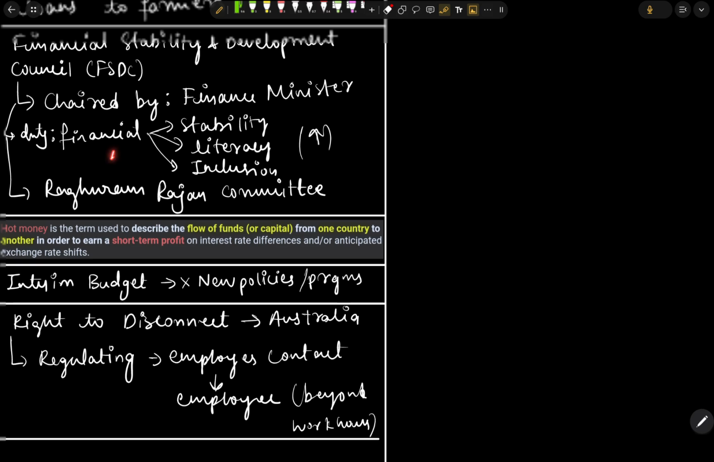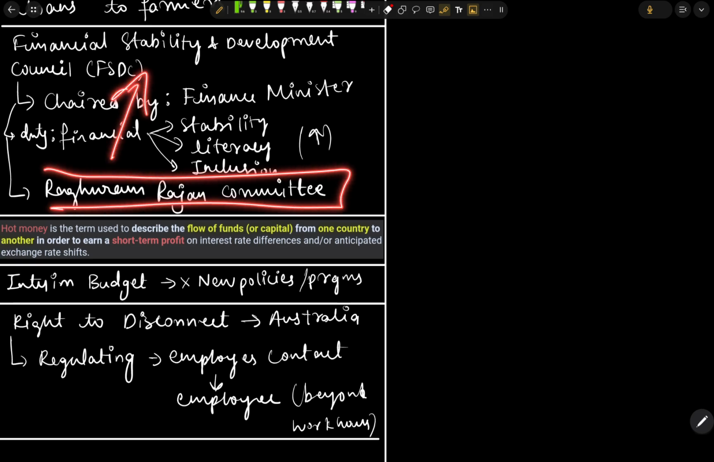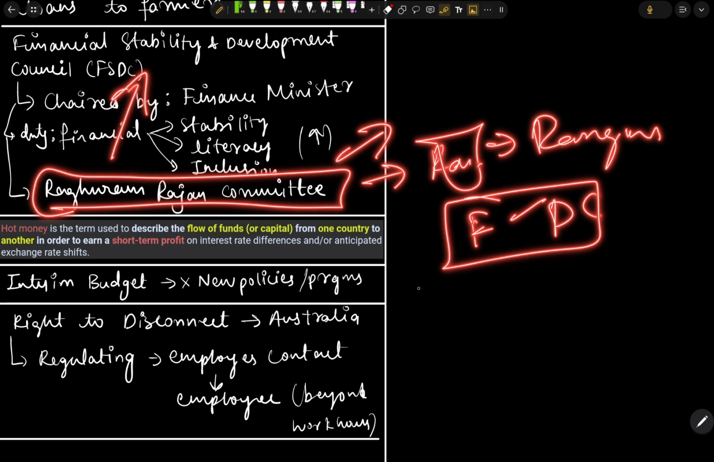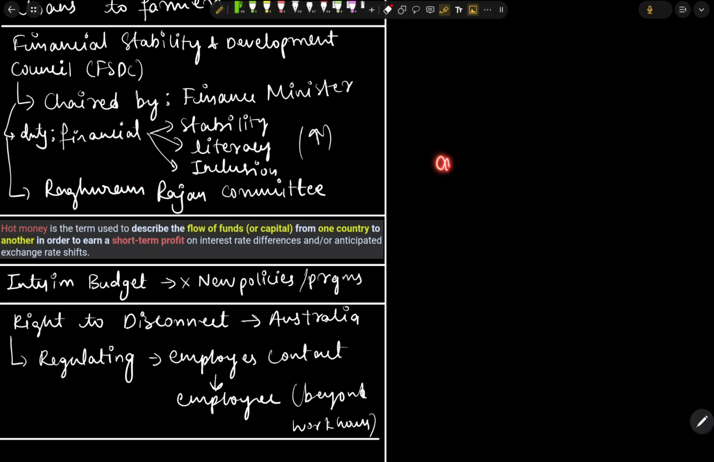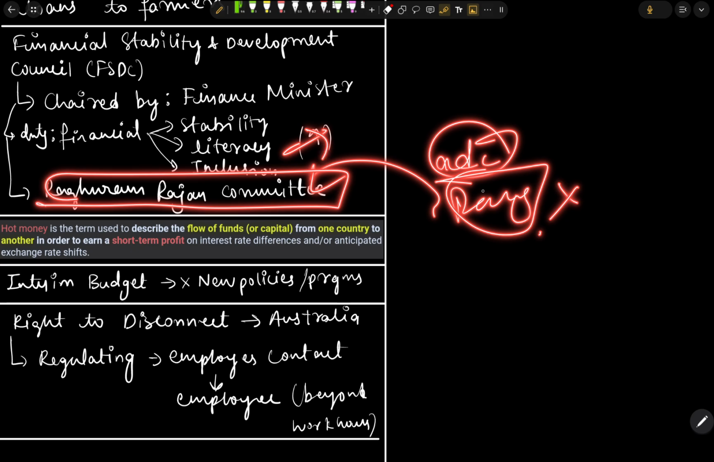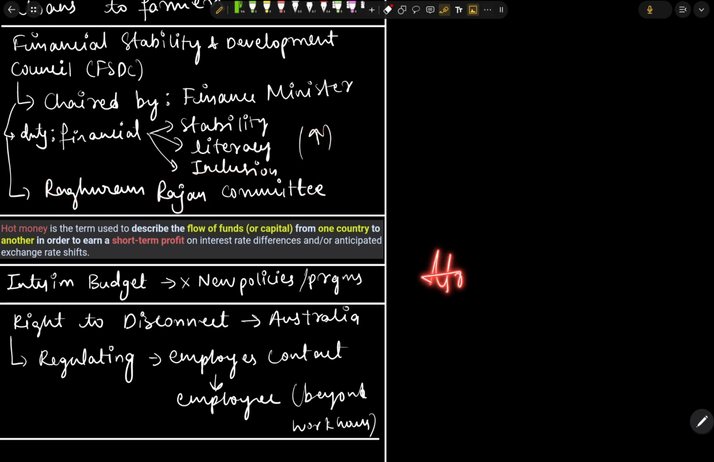And also it was implemented on the recommendation of the Raghuram Rajan committee. We also need to remember this committee name because they might ask a similar name like the Rangarajan committee. They say that the Financial Stability and Development Council was adopted on the recommendations of the Rangarajan committee, but that is wrong because it is by the recommendation of the Raghuram Rajan committee.